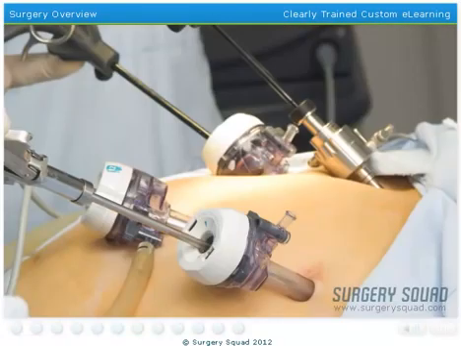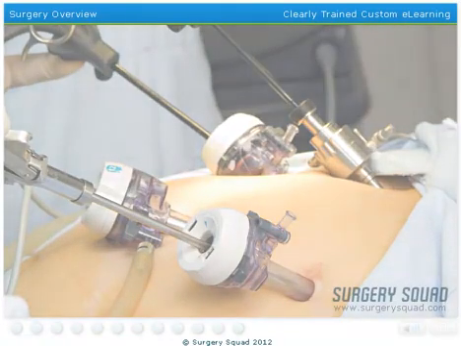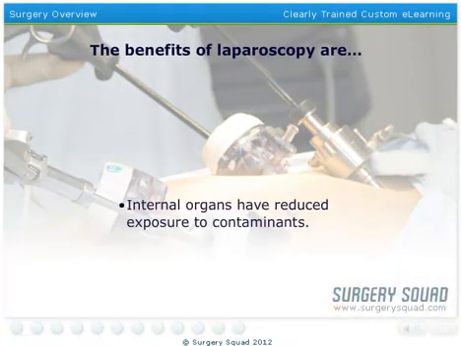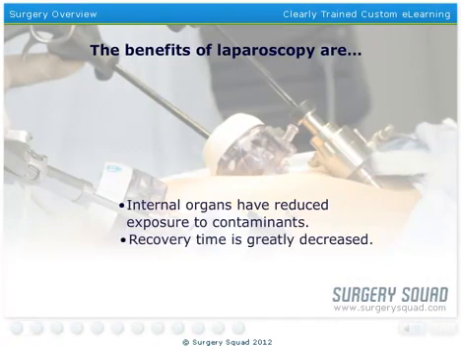Today we'll be using a minimally invasive technique called laparoscopy to remove our patient's appendix. Laparoscopy reduces the exposure of internal organs to contaminants, shortens recovery time, and results in less post-operative scarring.